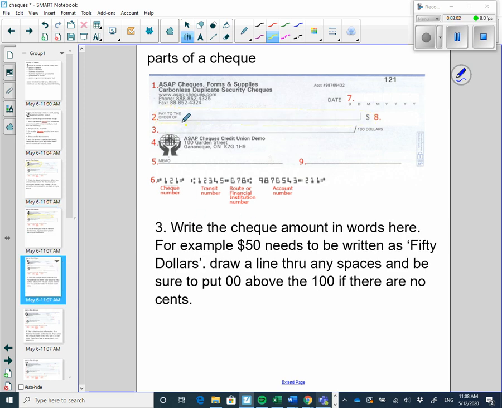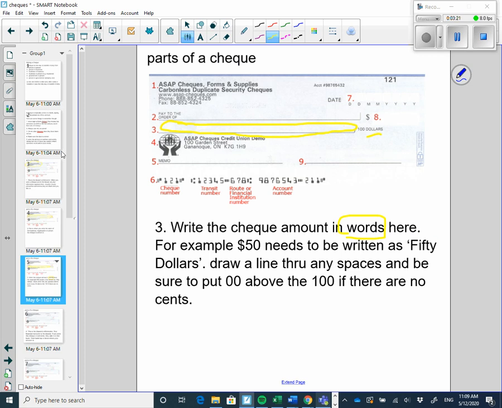Part 3 is this long line. Write the check amount in words. You have to write it in words here. For example, if you're writing a check for, say, $50, you need to write it as fifty, F-I-F-T-Y, dollars. It has the dollars here at the end for you. So all you'd have to write is the word fifty.